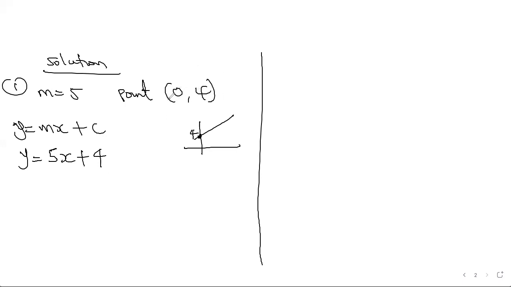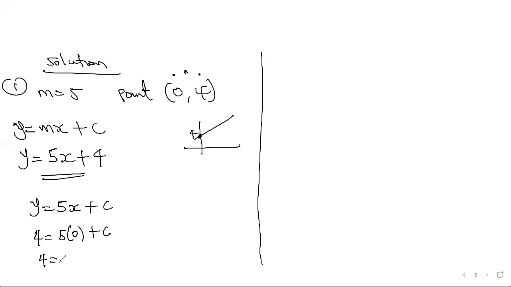But let's assume I couldn't figure out that 4 is the intercept. Then what can I do? I want to solve it in another way. Let's assume I don't know that this is the y-intercept. Then I will write y equals 5x plus c, since I know the gradient as 5. Then I need to substitute the point that the line passes through. If I replace x with 0 and y with 4, I can calculate c. So here, y is 4 and x is 0.